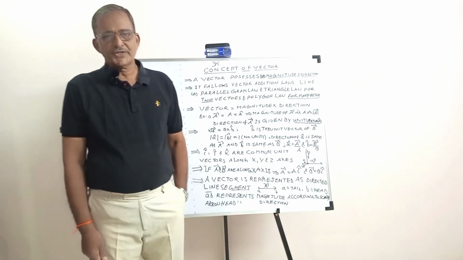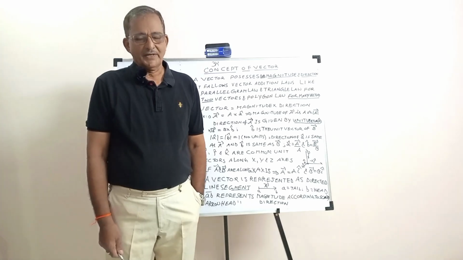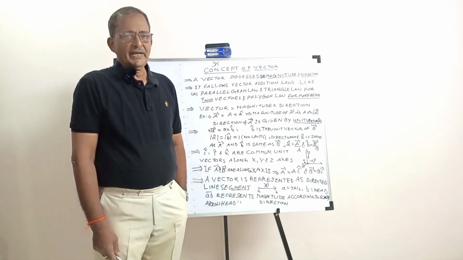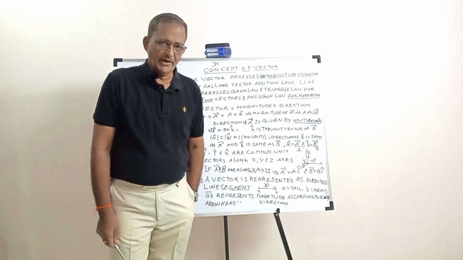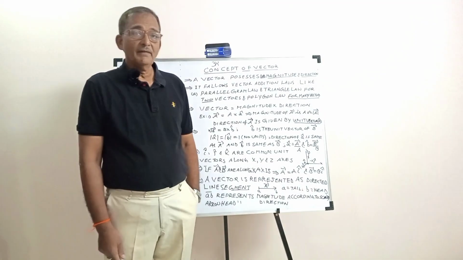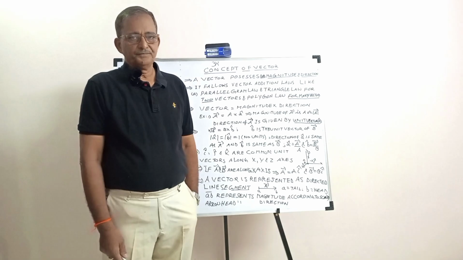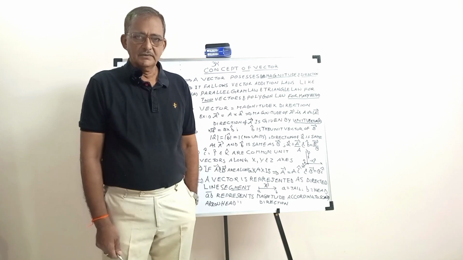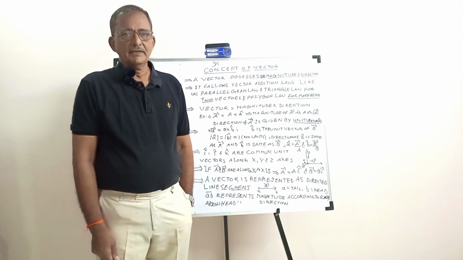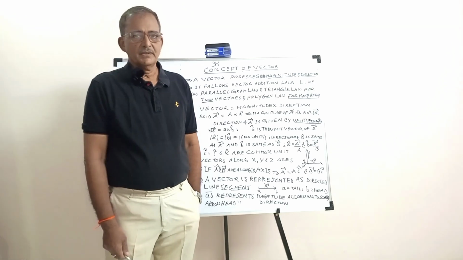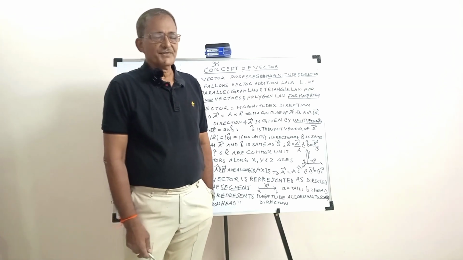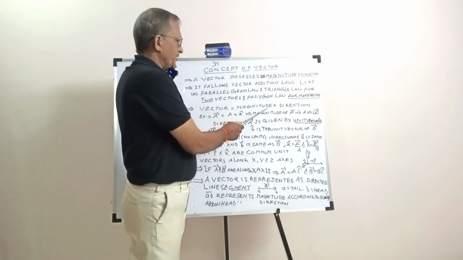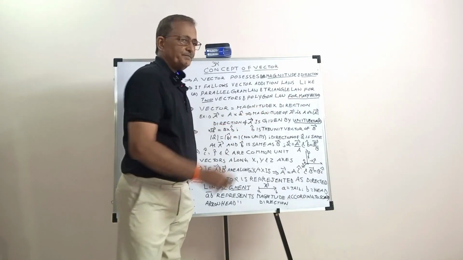Today, we are going to discuss the concepts of vector. So, first of all, what is a vector? Primarily, physical quantities are divided into two categories, namely scalars and vectors. The common property of scalar and vector is magnitude, and vectors additionally possess direction. Hence, a vector is represented as the magnitude multiplied with the direction.